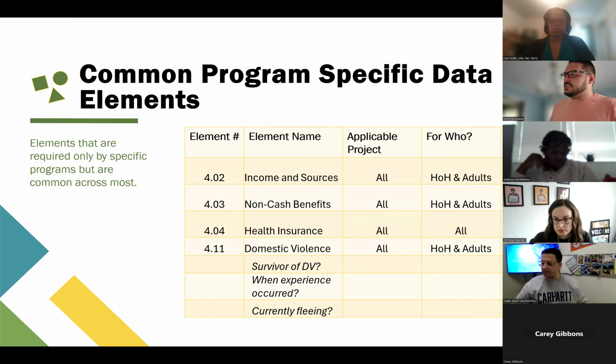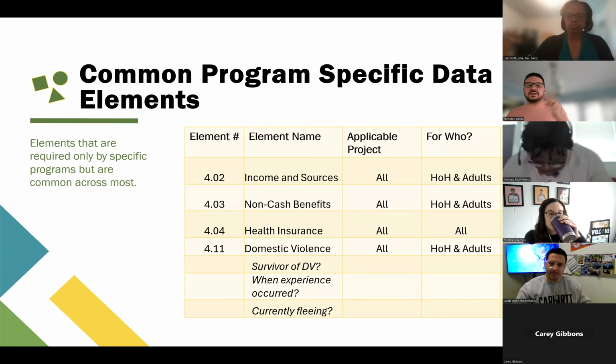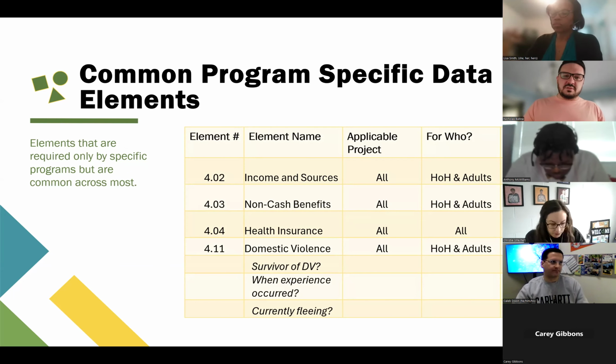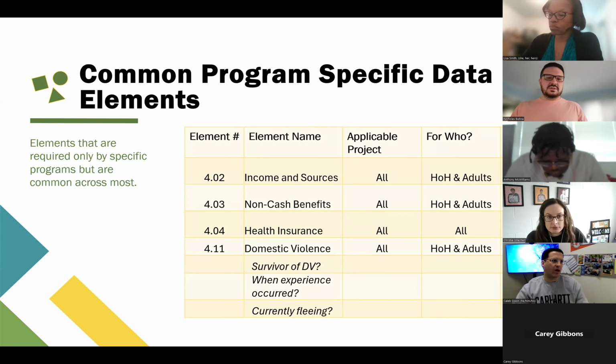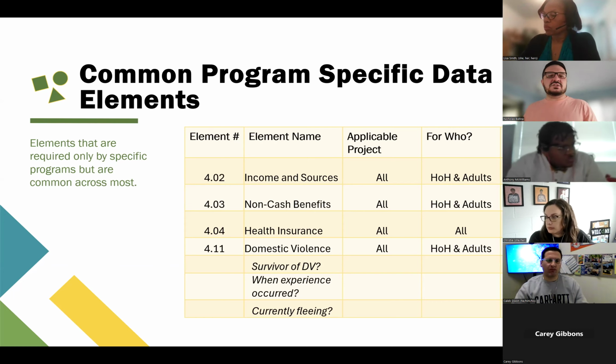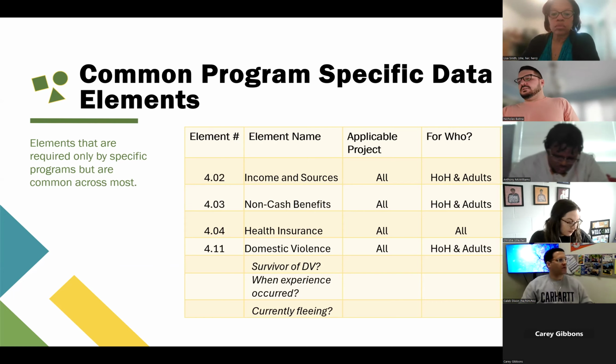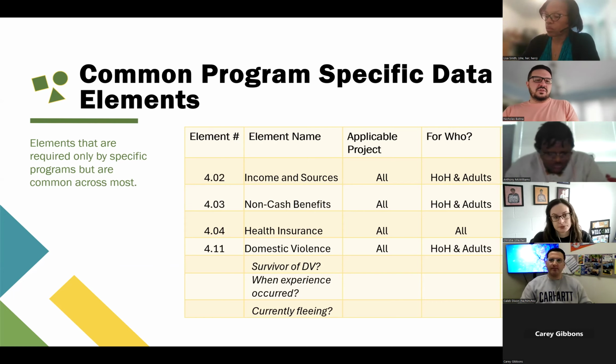The first is income and sources. This is required for all the projects, and it's only going to be for head of households and adults. You're going to collect this at 3 different points in time. When they enter the project, when you complete the annual assessment, which in your case is, I think, 3 or 6 months. I have to double check, which we'll look at in the system in a second. And then at exit. The reason we do that is to track changes over time. Of course, we want to be able to see that folks are either gaining or maintaining income, non-cash benefits, and health insurance over the course of their time with you.